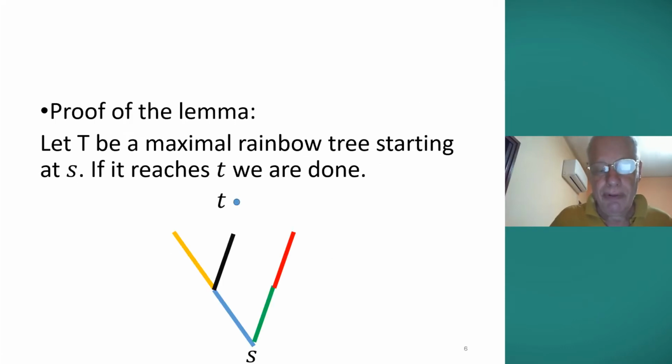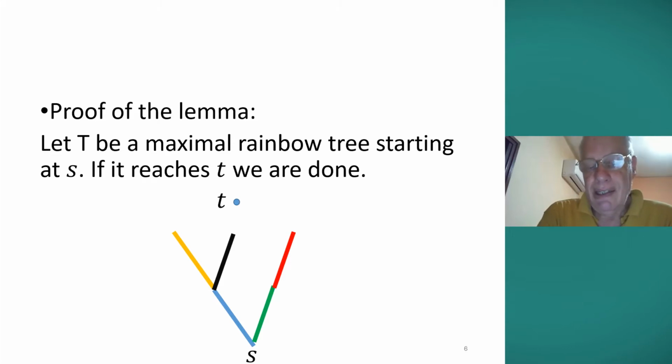So here's the proof. Take a maximal rainbow tree, rooted at S. So what is a rainbow tree? A tree consisting of edges from distinct paths. So you have a system of n plus 1 paths, and the rainbow tree is obtained by choosing an edge from some of them, but distinct ones. And you take a maximal one.